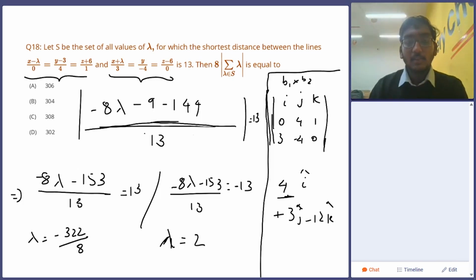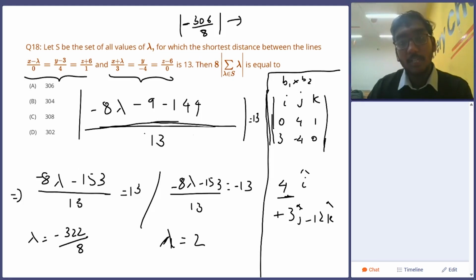In the question, what they are asking is the modulus of the sum of all the lambda values. What is the first lambda value? That is -322 upon 8. The second possibility is 2. Okay. What is the sum of these two lambda values? It will be -322 upon 8 plus 16 upon 8. No, that will be -306 upon 8, right?